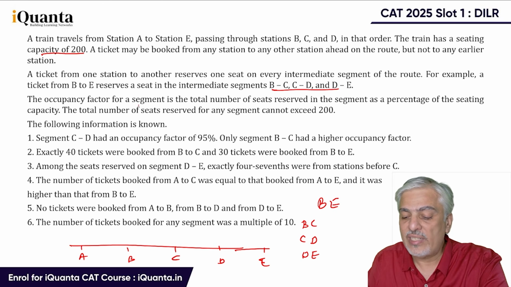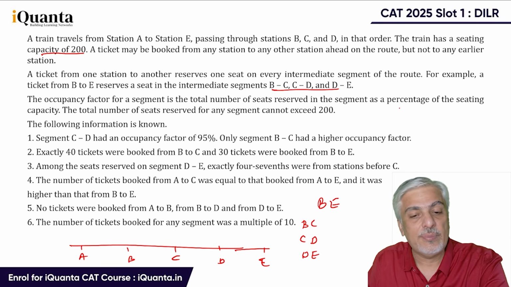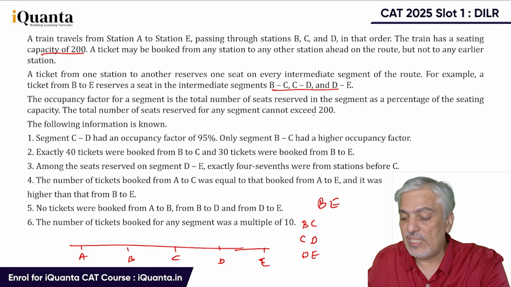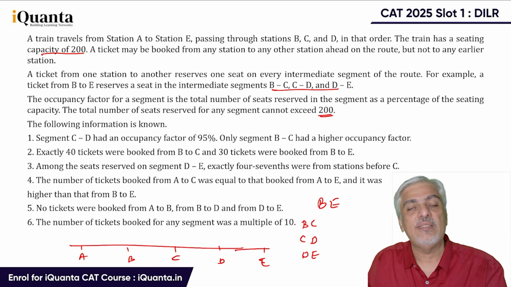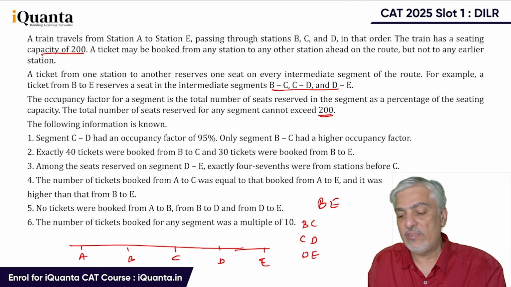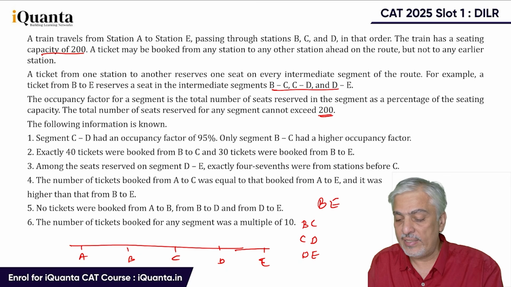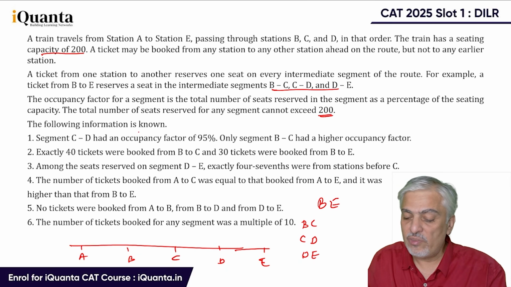The occupancy factor for a segment is the total number of seats reserved in the segment as a percentage of the seating capacity. So seating capacity was 200, which we know. So if it is 50%, that means 100 seats are reserved and so on. And then there are 6 points given. We'll try and figure out how many are direct, how many are indirect. So the following information is known.